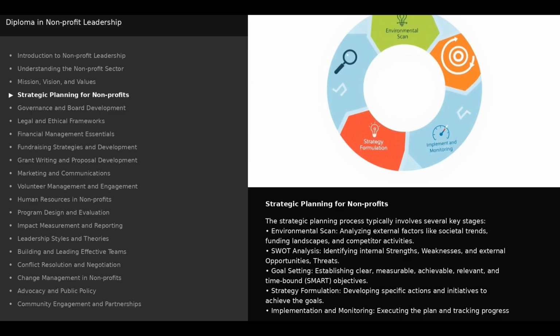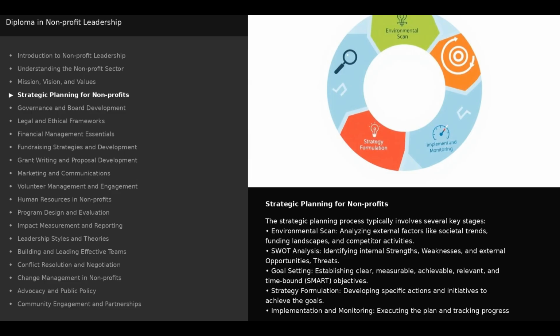Threats, goal setting, establishing clear, measurable, achievable, relevant, and time-bound SMART objectives. Strategy formulation, developing specific actions and initiatives to achieve the goals. Implementation and monitoring, executing the plan and tracking progress against established metrics.